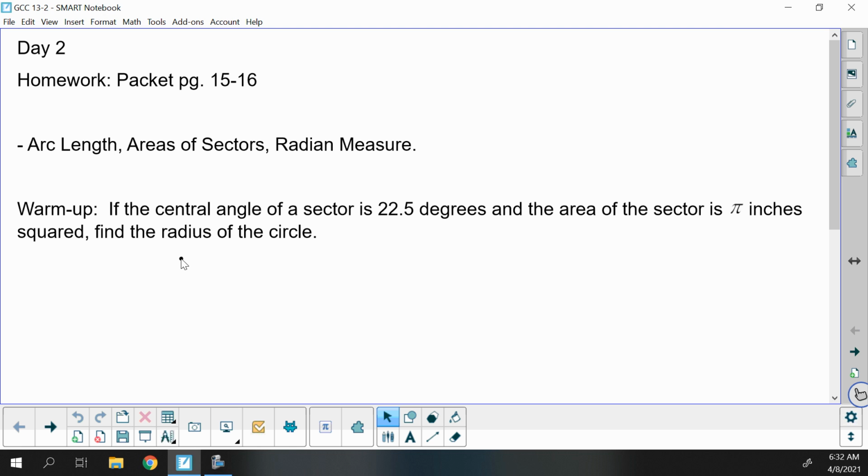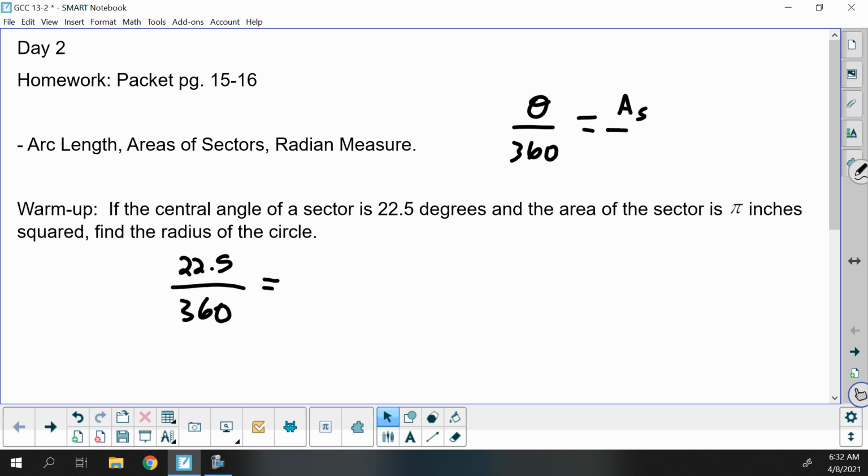So start with our central angle of 22.5 over all the way around would be 360 degrees. Because we want to have theta over 360 equals, we're given the area of the sector, so the area of our sector over the area of the whole circle, which is pi r squared. So the area of the sector they told us was pi over pi times r squared. R squared is what we're looking for.